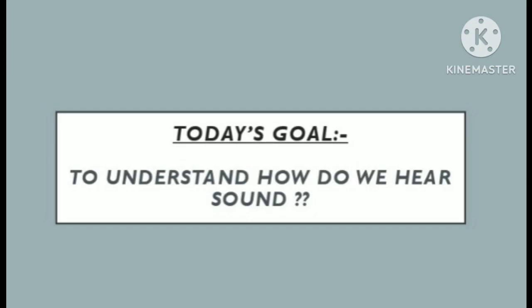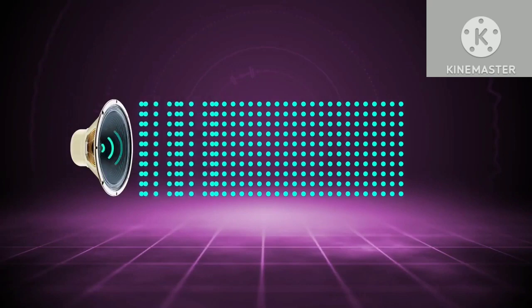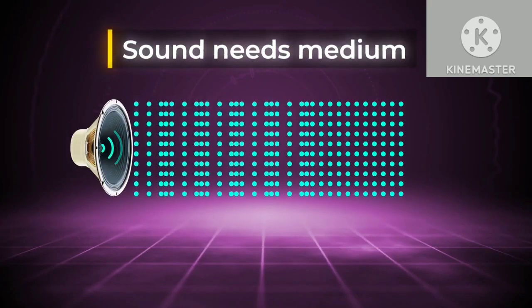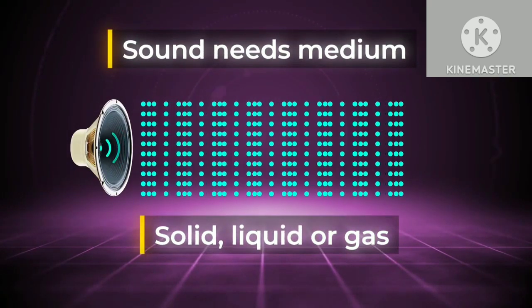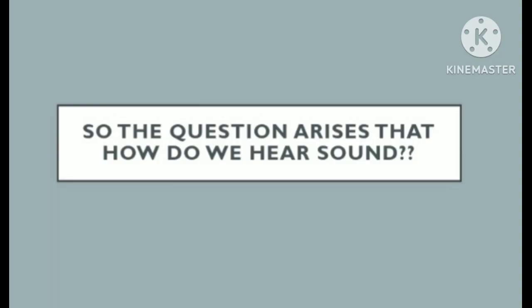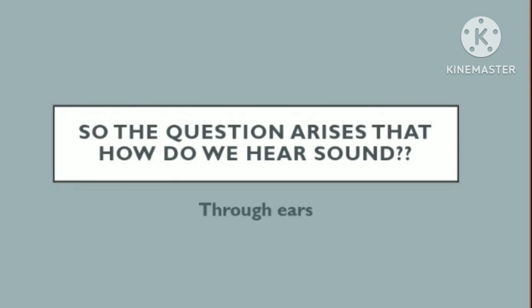In today's video, we are going to understand how we hear sound. Basically, sound is produced by a vibrating body and it needs a medium to travel, like solid, liquid or gas. But the question that arises is how do we hear sound? The simplest answer could be that we hear it through our ears.